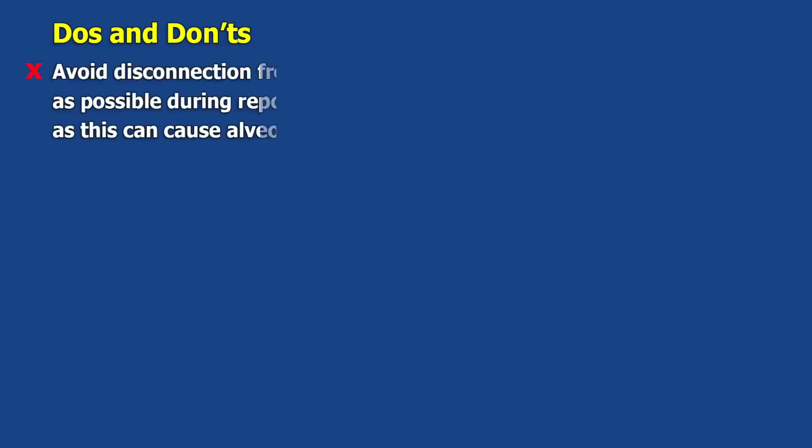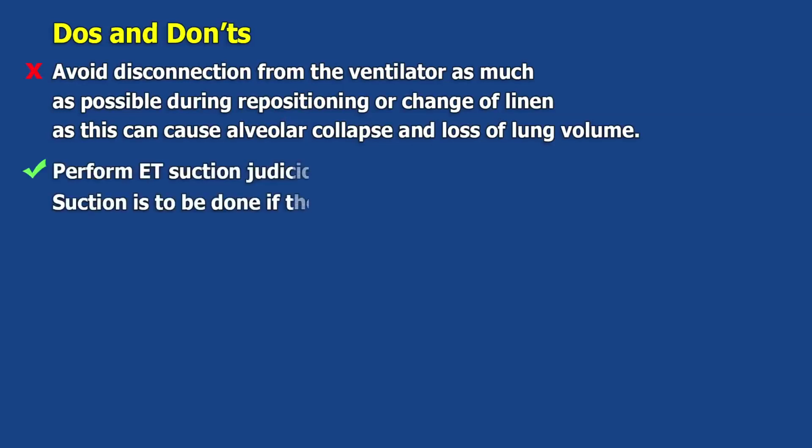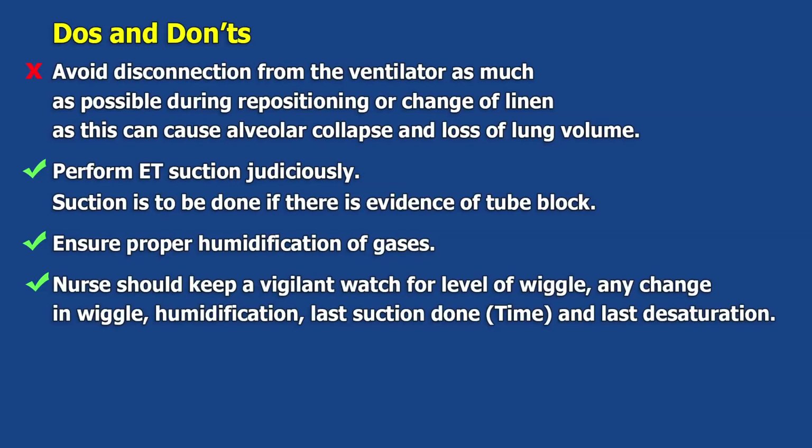Some do's and don'ts. Avoid disconnection from the ventilator as much as possible during repositioning or change of linen, as this can cause alveolar collapse and loss of lung volume. Perform ET suction judiciously. Suction is to be done if there is evidence of tube block. Ensure proper humidification of gases. The nurse should keep a vigilant watch for level of wiggle, any change in wiggle, humidification, last suction done and last desaturation.